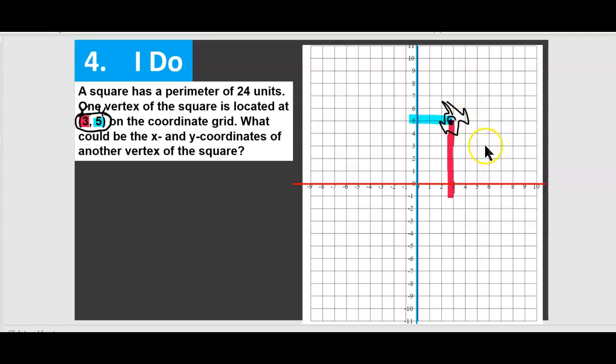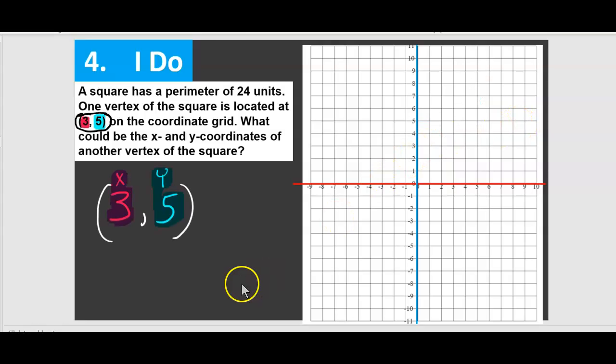So there's the point. It's 3 and 5. X, Y. Red, blue. Red first, then blue. First you're on the ground, then you go to the sky. You jump, jump, jump. Okay, 3, 5.